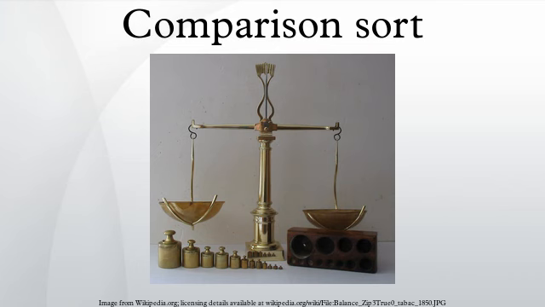A metaphor for thinking about comparison sorts is that someone has a set of unlabeled weights and a balance scale. Their goal is to line up the weights in order by their weight without any information except that obtained by placing two weights on the scale and seeing which one is heavier.